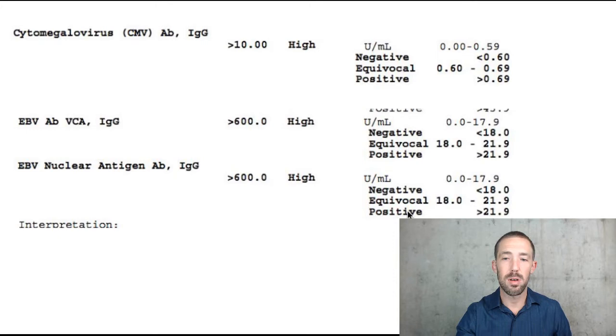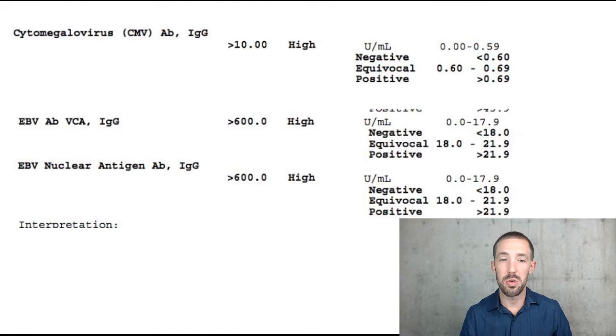How about this one? Positive, once again, above 21.9. And anything equivocal is 18 to 21, so it's a pretty tight range. 18 to 21 is like, maybe. Anything above 21, yeah, for sure. So above 21, positive, she's at 600. So very, very high viral burden in this patient.